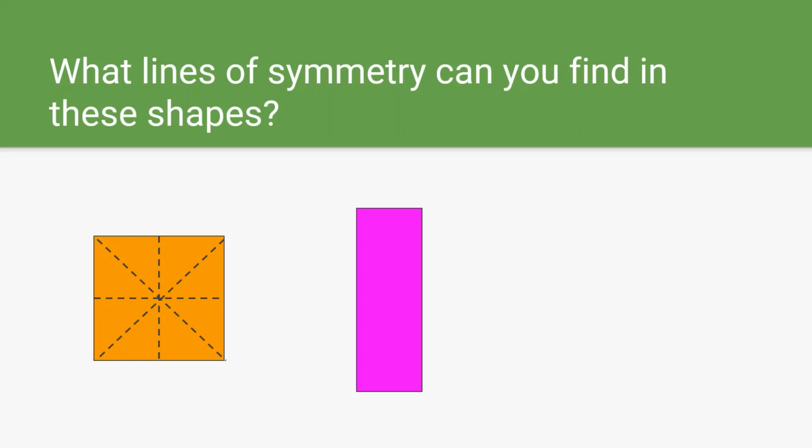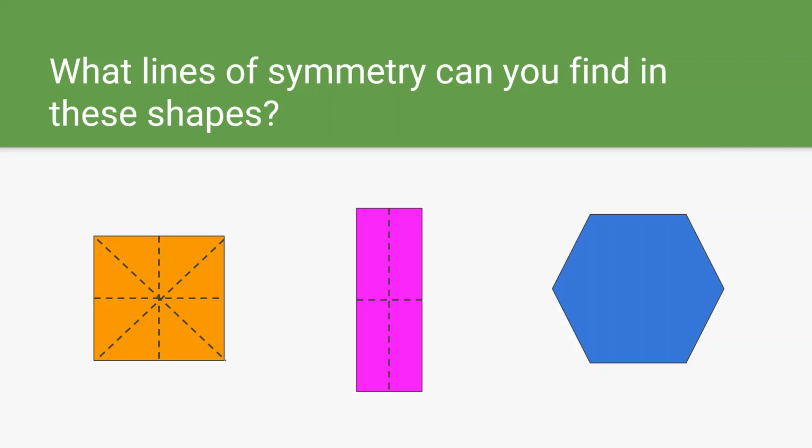Let's look at the pink rectangle. What lines of symmetry can you find? Here's one line of symmetry, and here's another line of symmetry. The rectangle has 2 lines of symmetry.